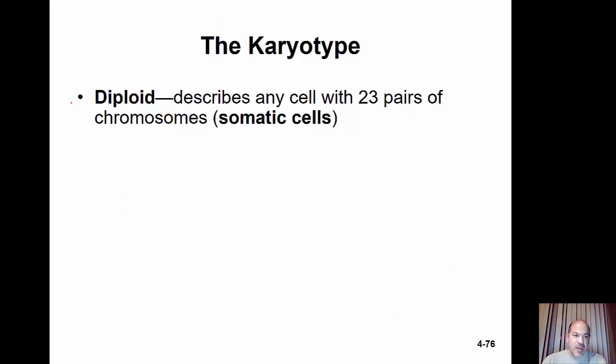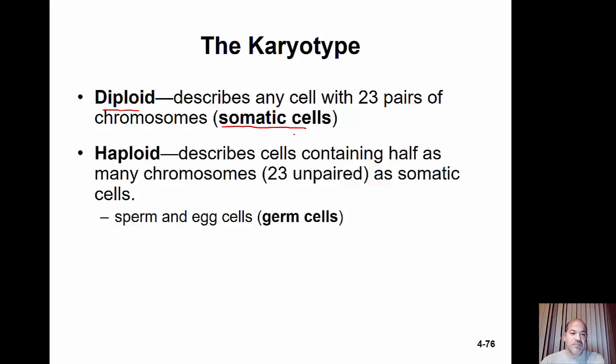Here's another term called diploid. Diploid is going to describe cells that have both complete sets of chromosomes. And in all of your body cells, somatic means body, all of your body cells have both complete sets. So all your body cells are diploid.